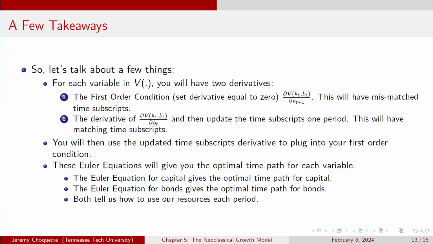And the Euler equations give you the optimal time path for each variable. First, we learned about it with capital, and then, because of that, backing everything out, we get it through consumption as well. The Euler equation for bonds gives you the optimal time path for bonds, in terms of consumption. Both of them are telling us the optimal way to use our resources each period. And because this is a dynamic problem, and the Euler equation is dynamic because it's got t and t plus 1 subscripts, it's got values over different time periods, hence dynamic, it's telling us how to use our resources each period and over time.